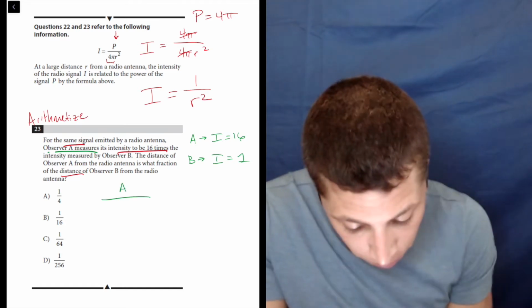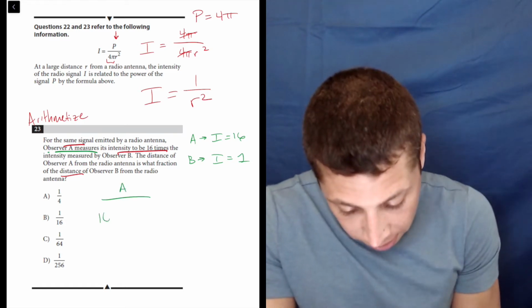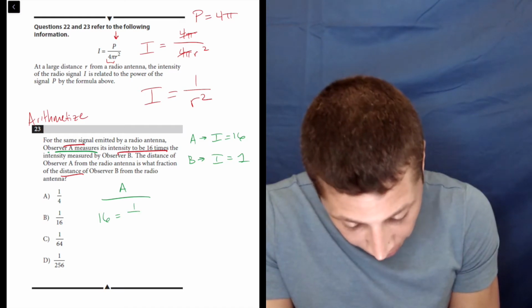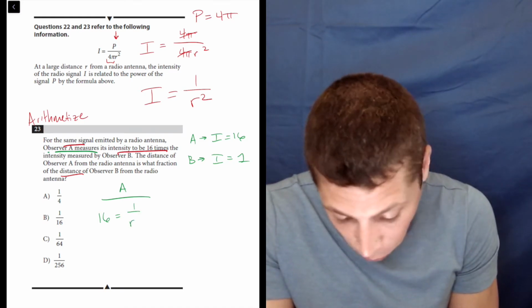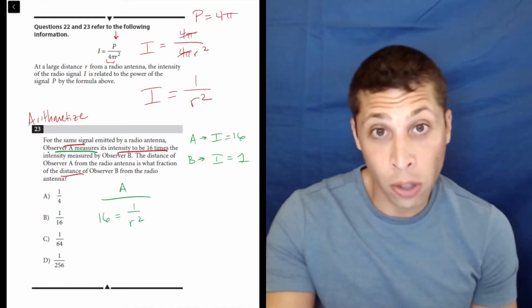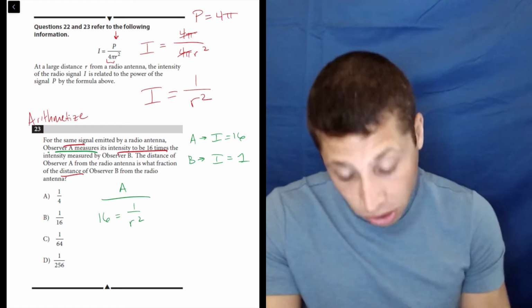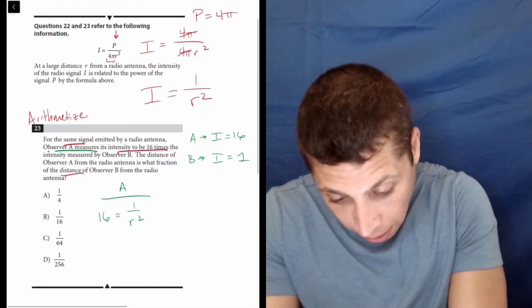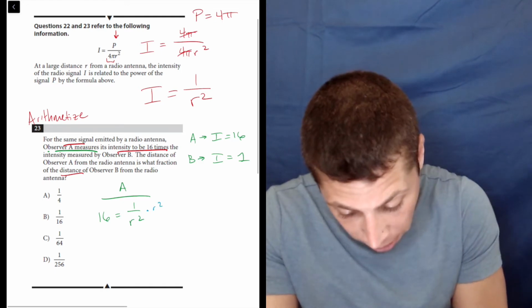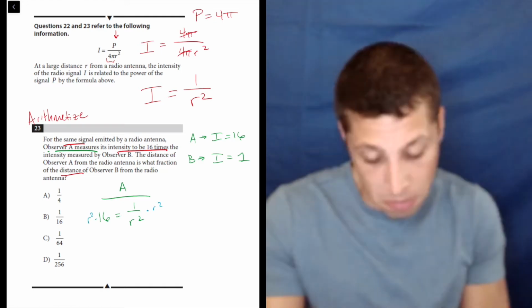So if I take observer A and put in 16 for I, because I got rid of the P and the 4 pi, 1 over R squared. We'll just solve, right? So we would multiply both sides by R squared to get rid of the fraction.